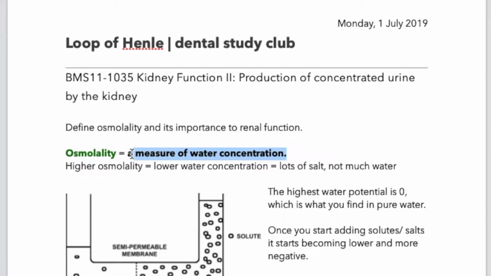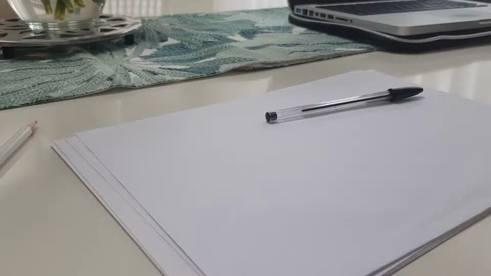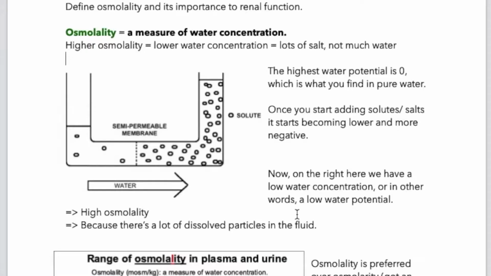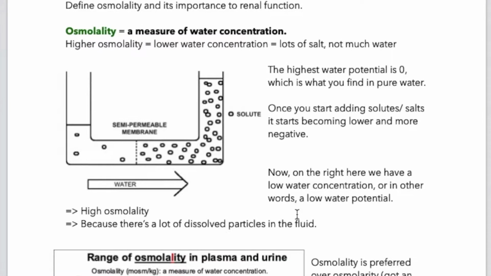You need to understand that higher osmolarity is equal to lower water concentration. So if you're somebody who just wants to memorize, osmolarity is like the reverse of water concentration. But another way you could look at it is that higher osmolarity means that there's lots of dissolved particles. So it's like how much water is around, how much salt. If there's loads of salt and not much water, then there's a high osmolarity, because then there's the potential for lots of water to move in. So it has a high osmolarity. You see what I mean?